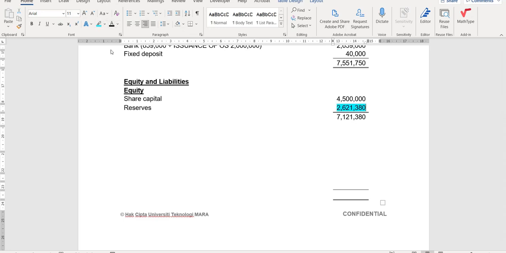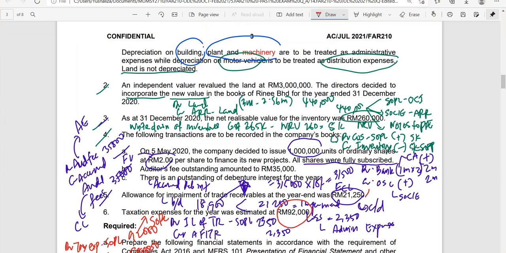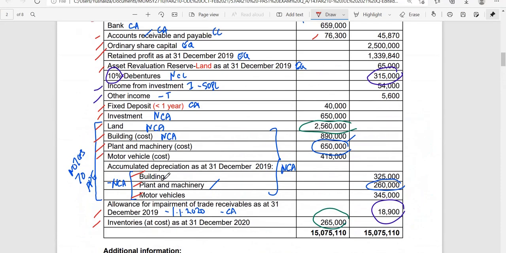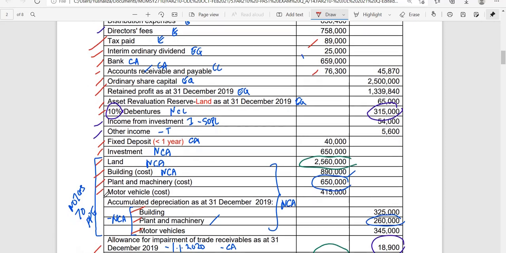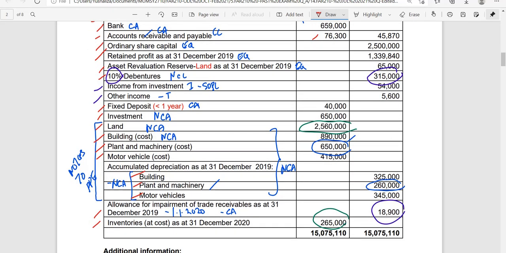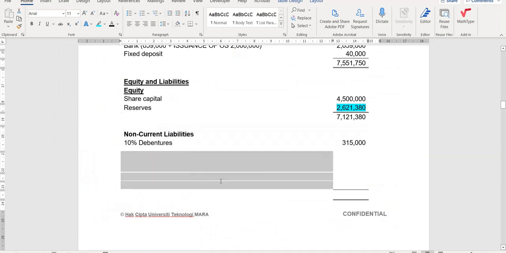All right. Next, we go on with the non-current liability, which is our 10% debenture. There was no change to the debenture. So let's just do it and tick whatever you have done. So we are not yet done. Bank, yes. 10% debenture. We are mostly done with everything. So we just need to include our accrued expenses and also tax payable in our current liability section.